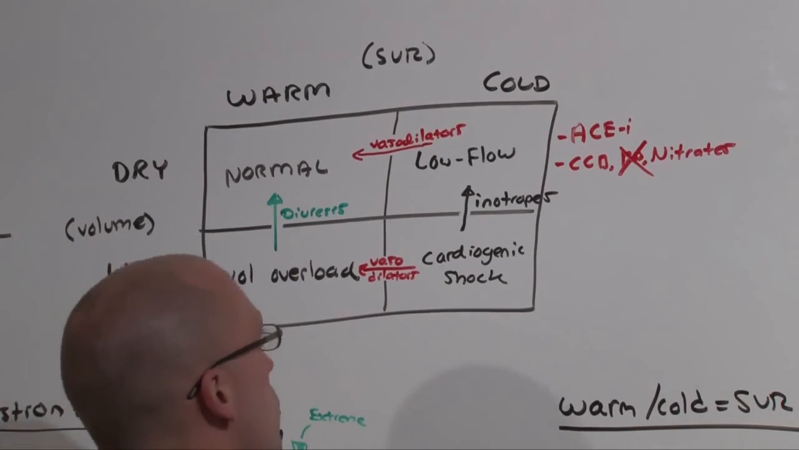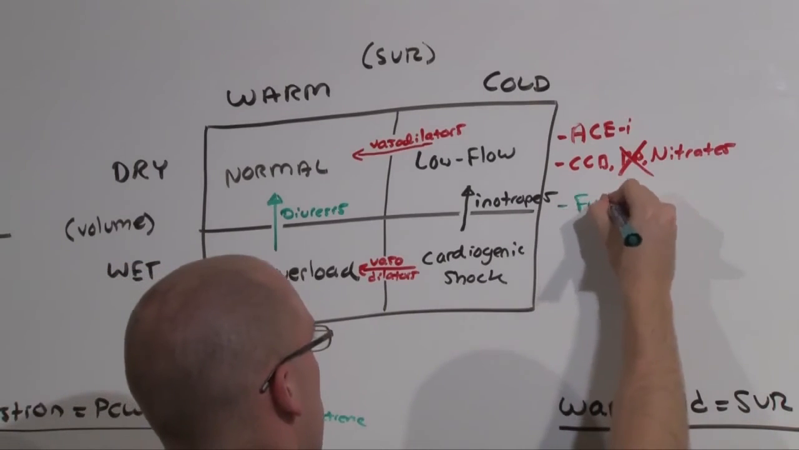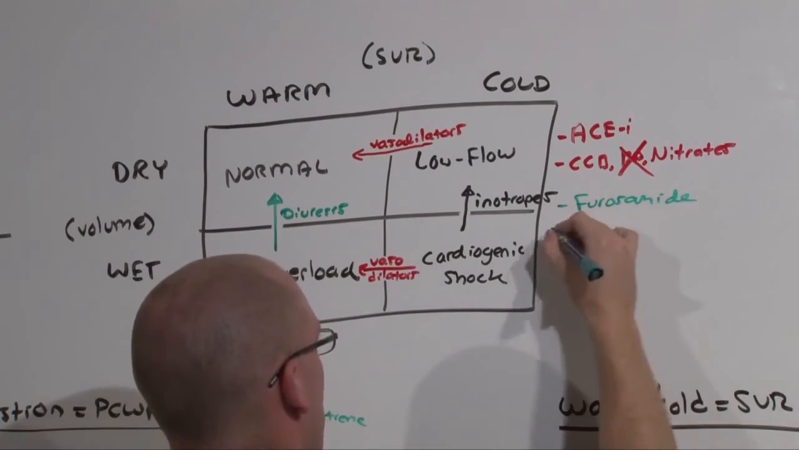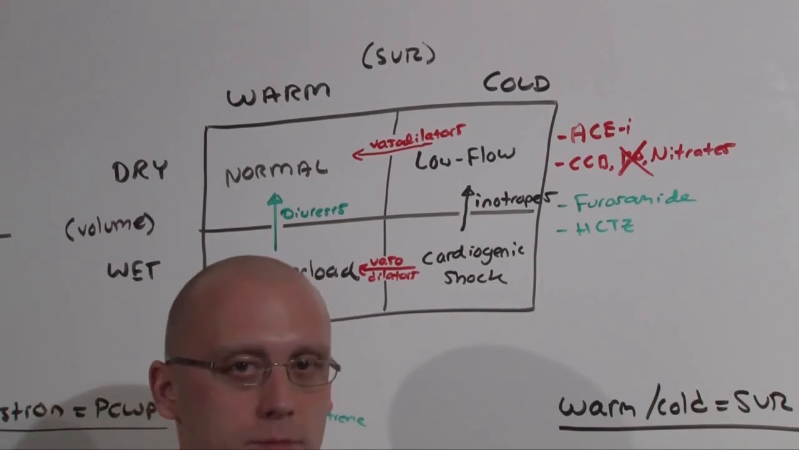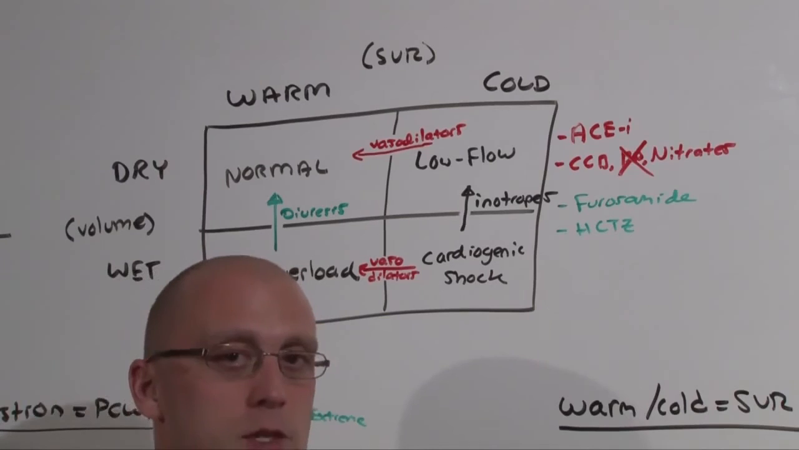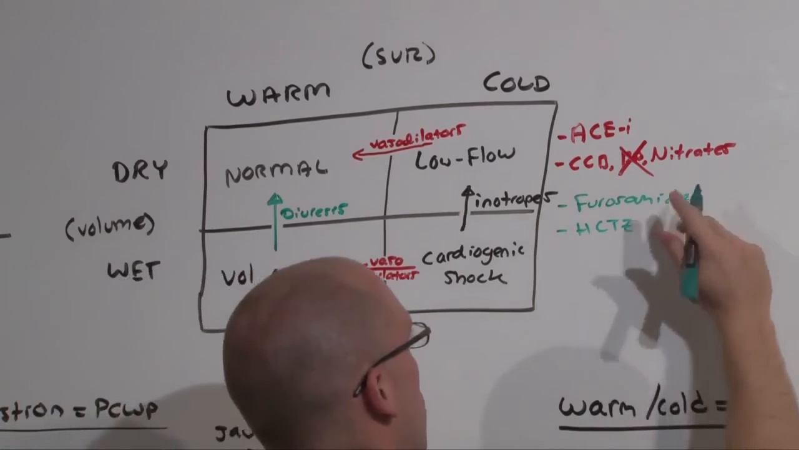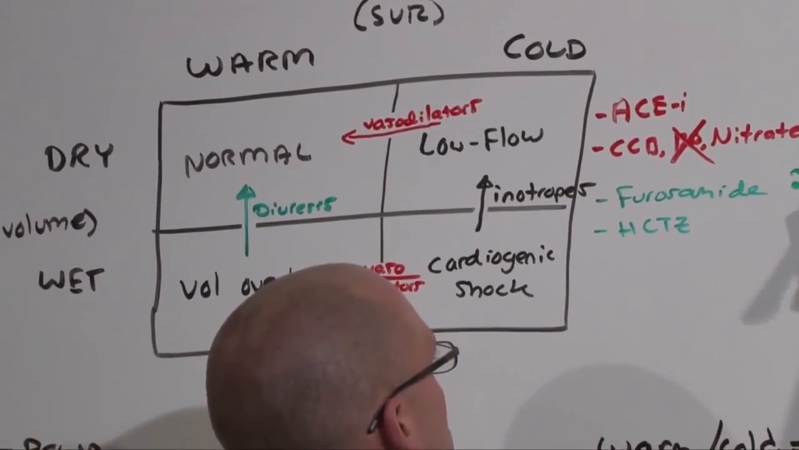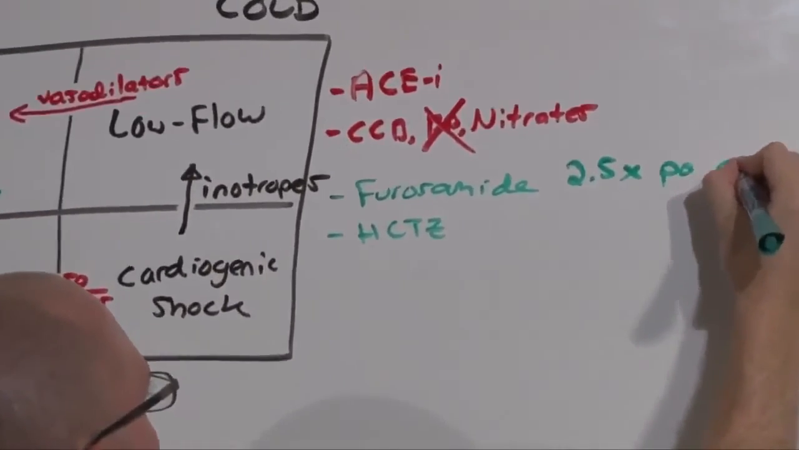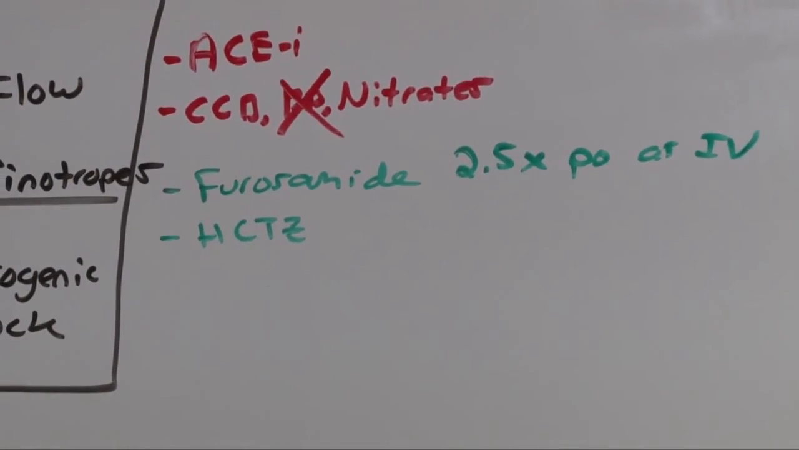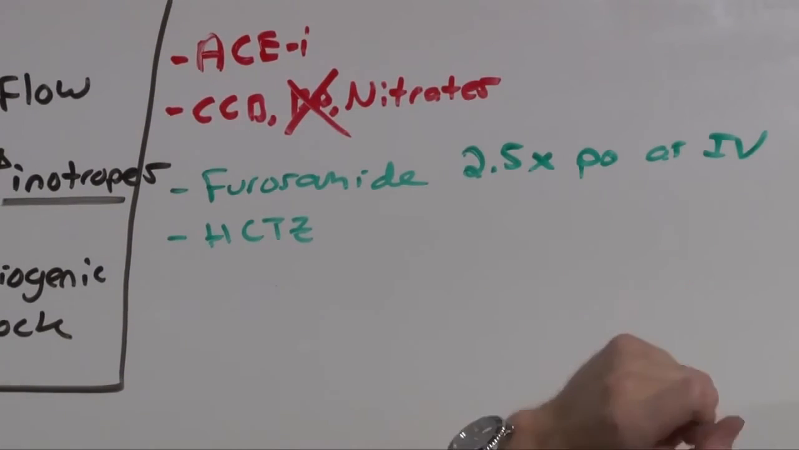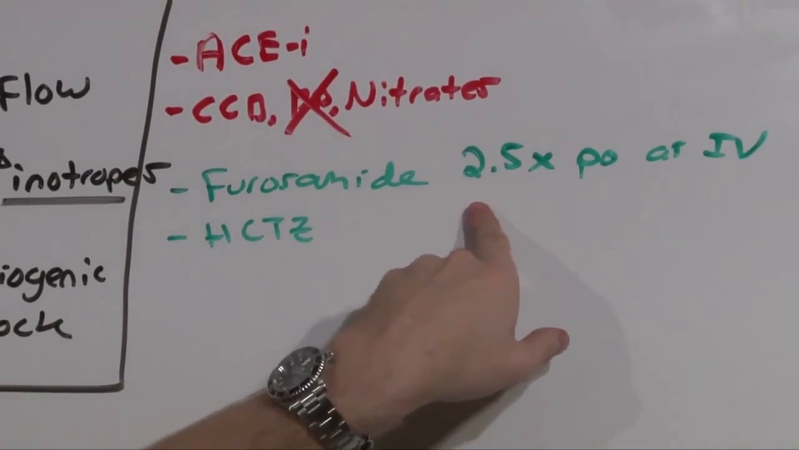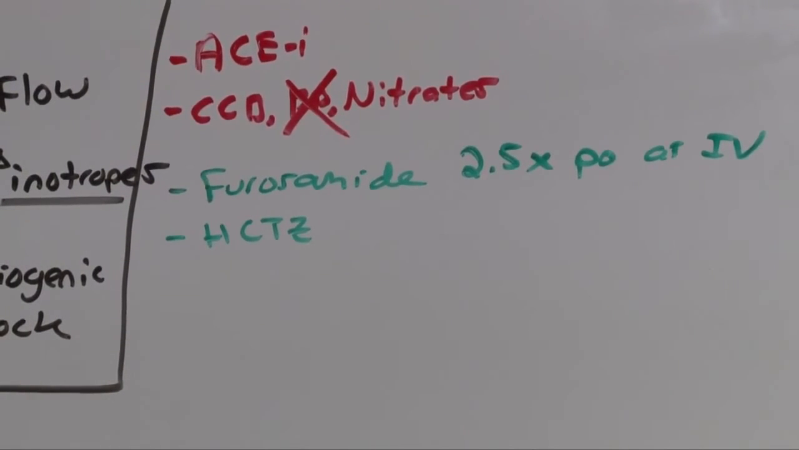The diuretics you're going to use are going to be furosemide and hydrochlorothiazide. Combining them has a more potent effect. The DOSE trial said that you can give furosemide up to 2.5 times their home PO dose as IV. That means someone who comes in on 40 milligrams PO BID can get up to 100 milligrams IV BID. And IV furosemide is about 2 times as potent as PO.